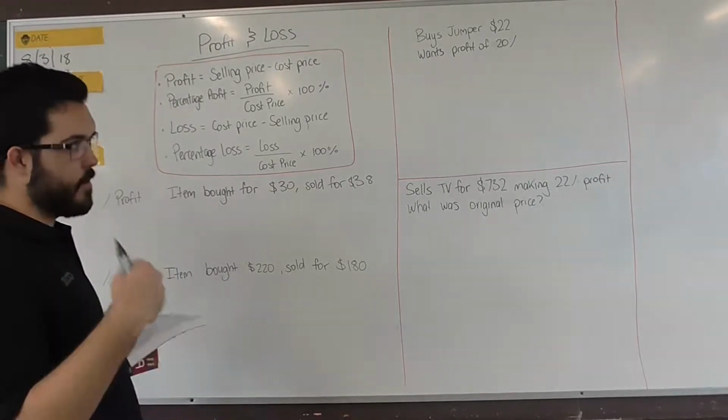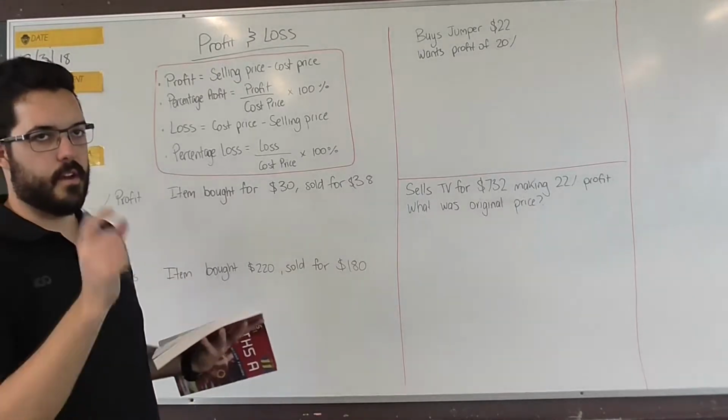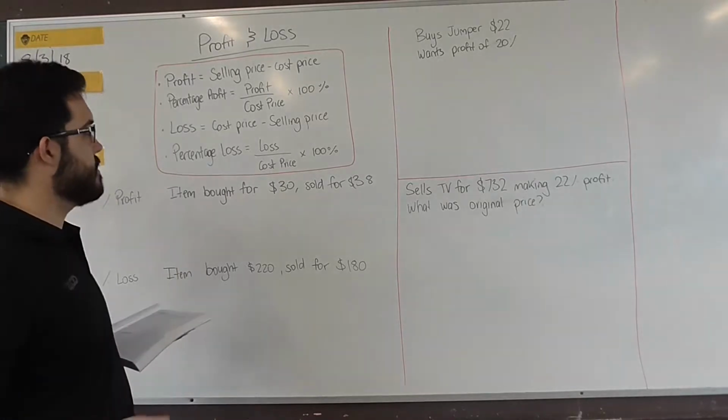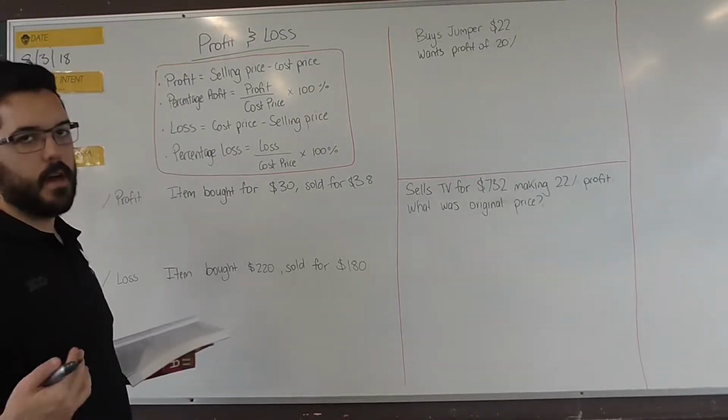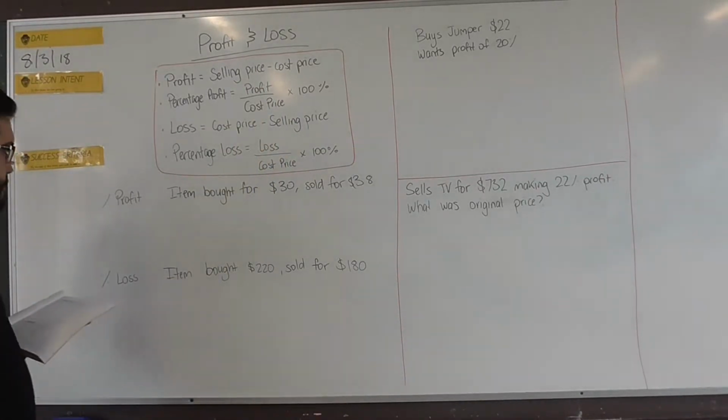Loss is the other way around. It's cost price, so whatever you paid for it, minus the selling price, because you're going to find the difference, and that's how much you lost on a particular product. And percentage loss is equal to loss divided by the cost price times 100 to get our percentage. So let's look at this in action.